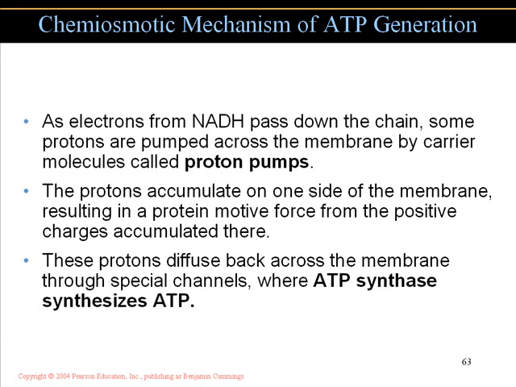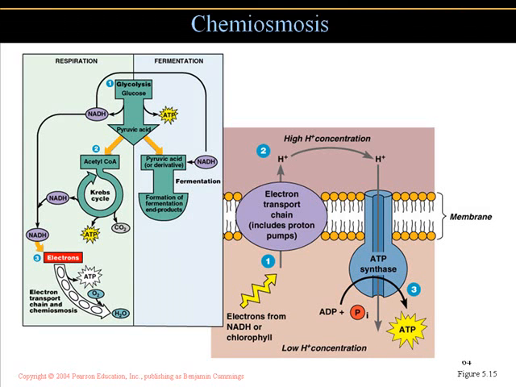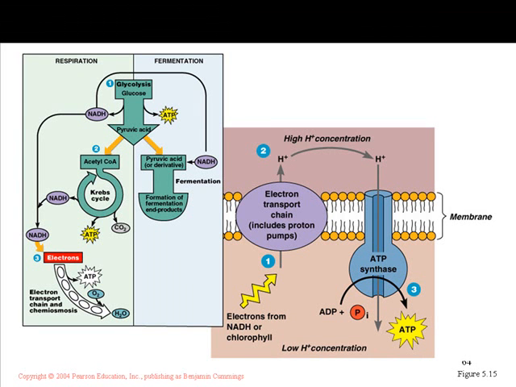As protons accumulate on one side of the membrane, a resulting proton motive force builds from the positive charges accumulating on one side versus the other, and these protons will diffuse back across the membrane in specialized channels. This is used to synthesize ATP. Again, you can see enzymes are used in that process. The enzyme ATP synthase is used for this potential across membranes.